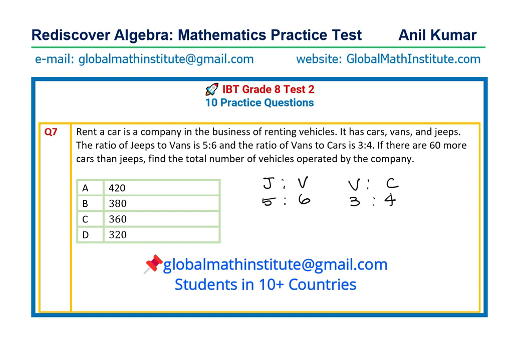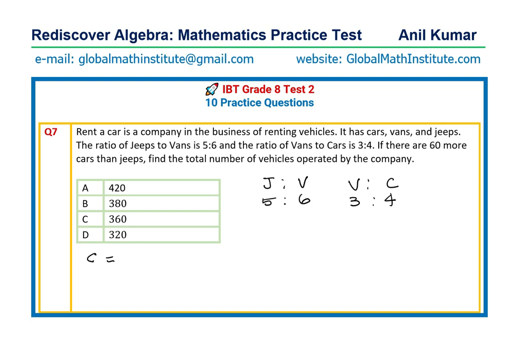Okay. If there are 60 more cars than jeeps, so cars are more, right? So there are 60 more cars than jeeps. That means I'll write here cars equals jeeps plus 60. Find the total number of vehicles operated by the company. So all these equations are given to you. Now to relate them, as you can see, jeeps 5 and vans 6, here we have 3, 4. We can write an equivalent expression. 3 and 4 could also be written as 6 and 8.